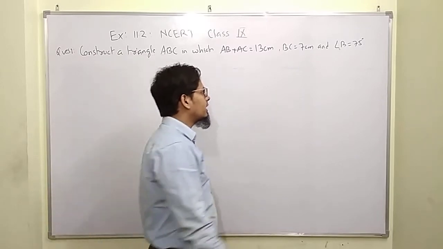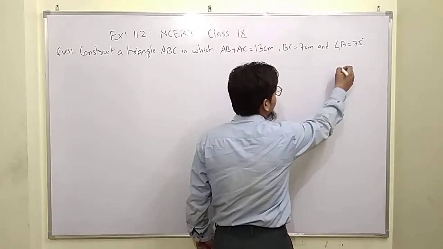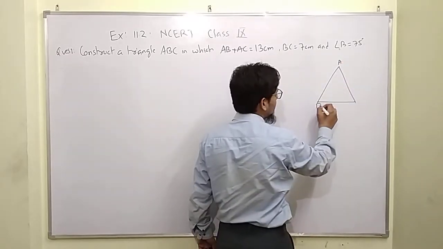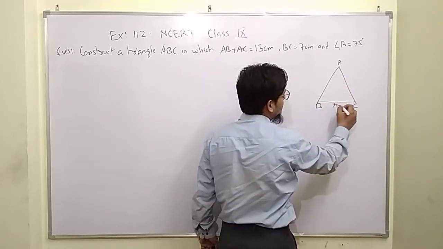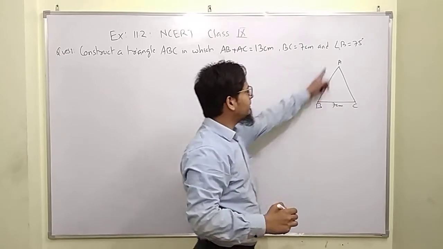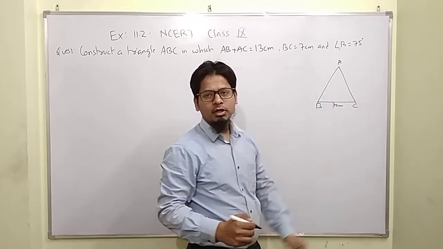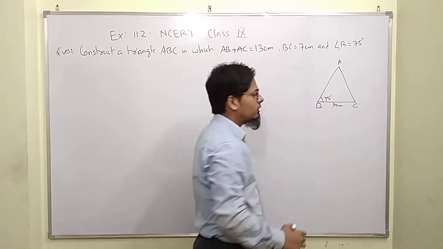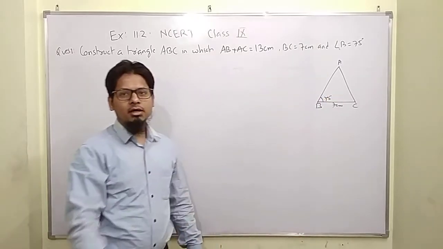So, class, first you see this triangle. It is a triangle ABC, in which we let BC be 7 and AB plus AC equal to 30. The sum of two sides is 30, and angle B is 75 degree, right? So how can I draw this triangle?